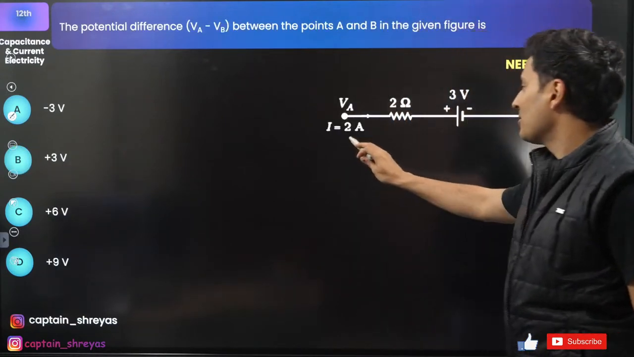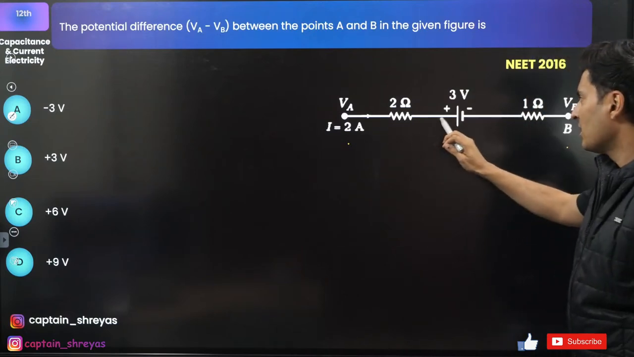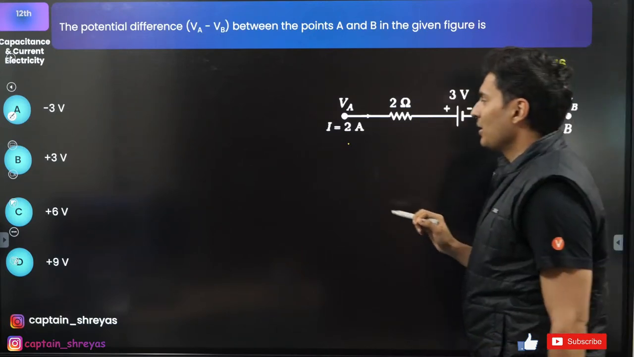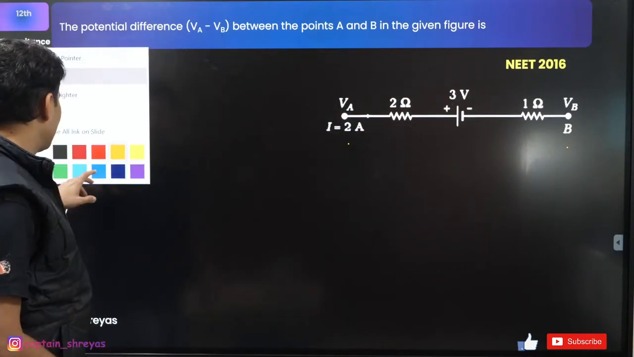What is the voltage difference between this point and this point? Current flowing is 2 amperes. Resistance and batteries are given. What is the voltage difference between the two ends? Okay, I think it is not that difficult.